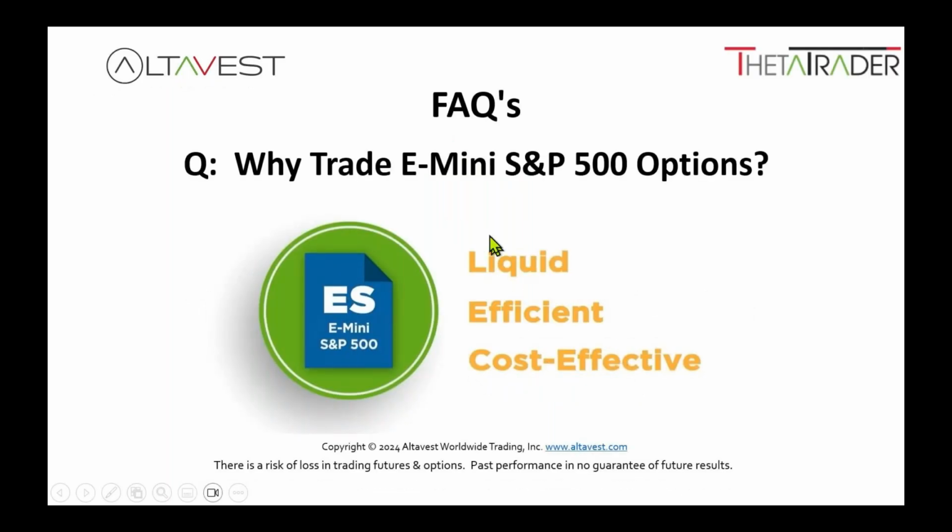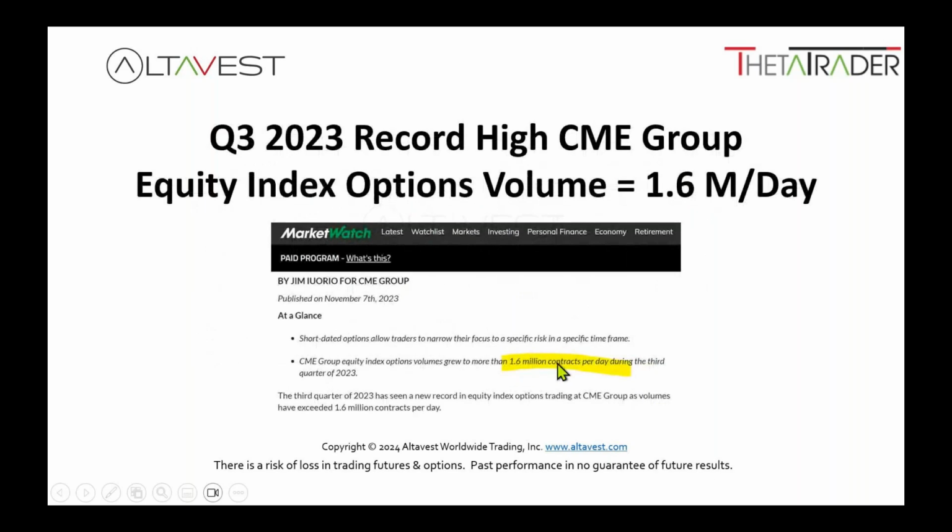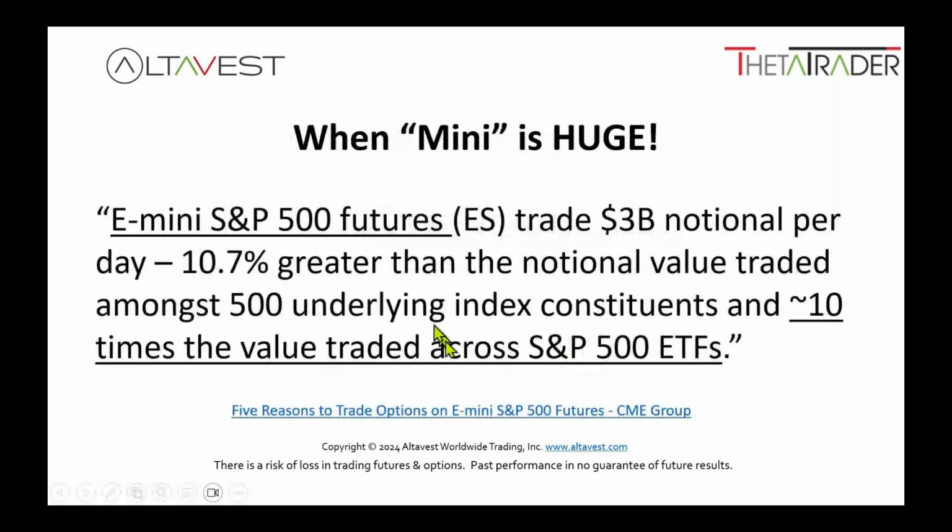And this is talking about why trading the E-minis, S&P 500, but it really applies to the E-mini family. But the E-mini S&P 500 is probably the more liquid, but it's liquid, efficient, cost-effective, deep liquidity, a wide array of maturities. This is from a few months ago, but 1.6 million contracts per day. That's a lot on these equity indexes. And the E-mini in particular, they trade 3 billion notional per day. That's over 10% greater than the notional value traded among the 500 underlying index constituents. And it's 10 times the value traded across the S&P 500 ETF.